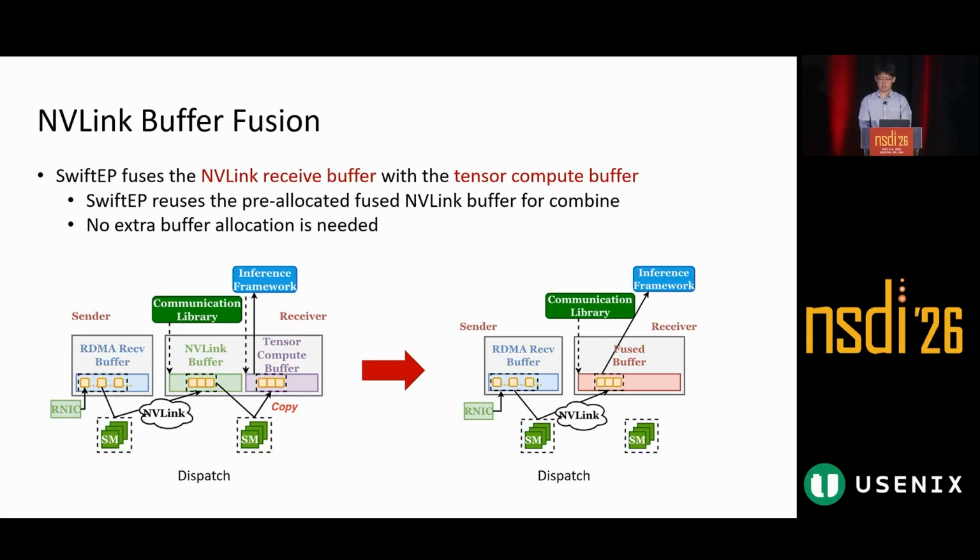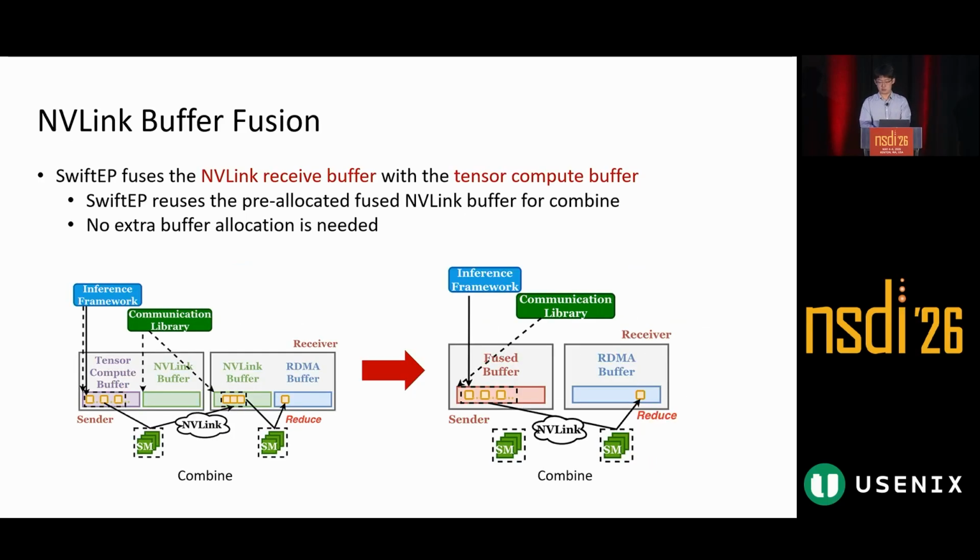The next component is NVLink buffer fusion. Here we fuse the NVLink receive buffer with the tensor compute buffer on the receiver side. The same fused NVLink buffer can also be reused later for combine, so no extra buffer allocation is needed. This reuse is important because dispatch and combine have reverse data flow but compatible layouts. By taking advantage of that property, SwiftEP saves both copy overhead and buffer management overhead.